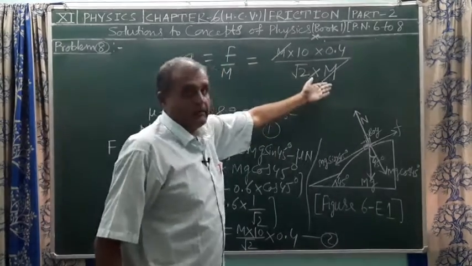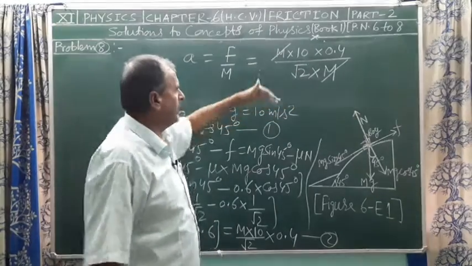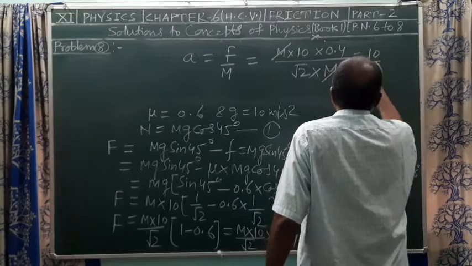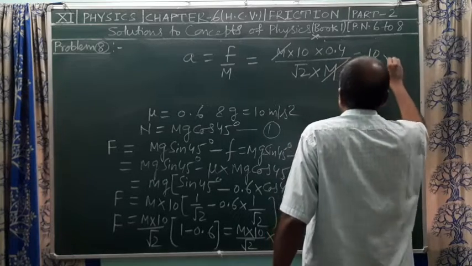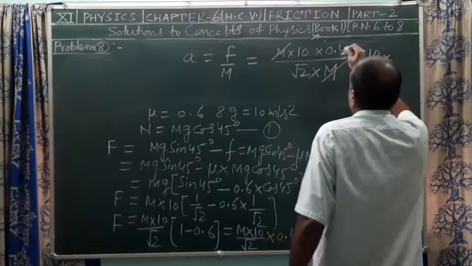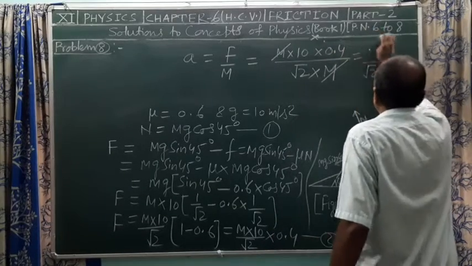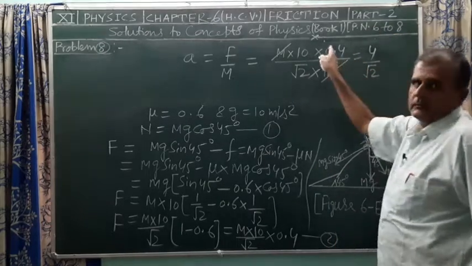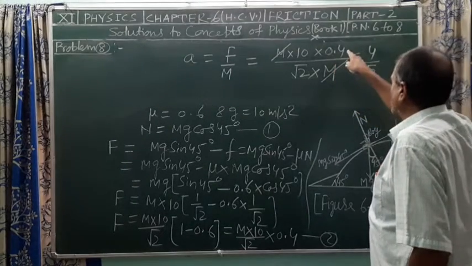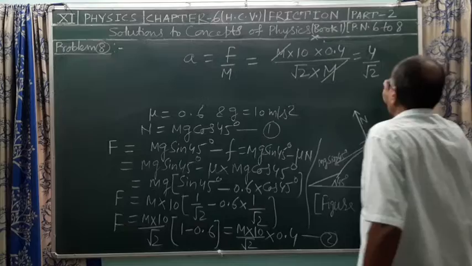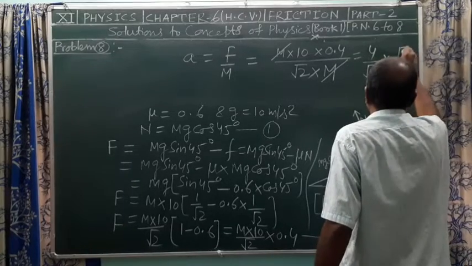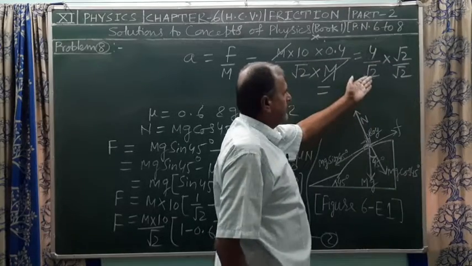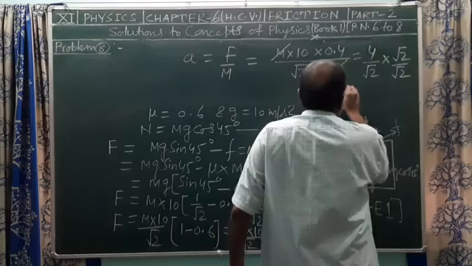न्यूमरेटर तथा डिनोमिनेटर दोनों में m प्रेजेंट है, इसलिए दोनों कैंसिल हो गया. तो we have now 10 into 10 upon root 2 multiplied by 0.4. So 10 multiplied by 0.4 is 4. So 0 will cancel out. So 10 multiplied by 0.4 is only 4 by root 2. If we multiply numerator and denominator by root 2, then in the denominator it is root 2 into root 2, that is 2, and in the numerator it is 4 root 2.